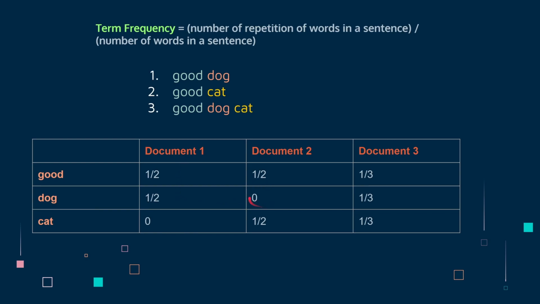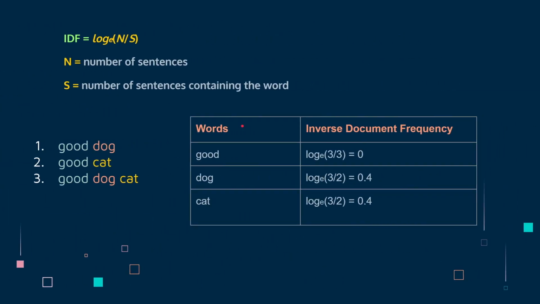For example, in document 2, dog is 0 because it's 0 divided by 2. It appears 0 times, that's why. And so on. You can do some calculations yourself here. Okay, so now what about inverse document frequency? We saw the formula for this, but we haven't actually applied it.